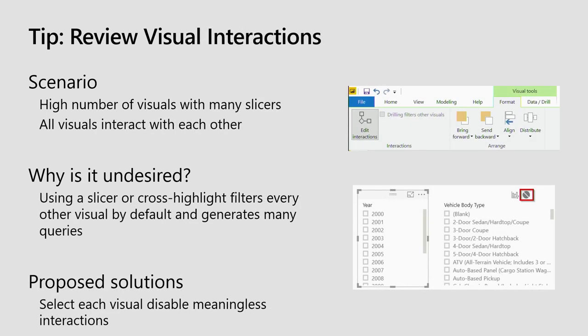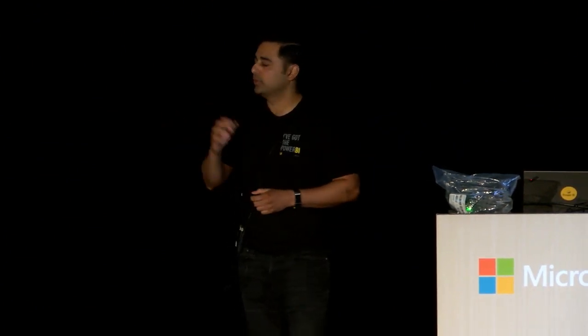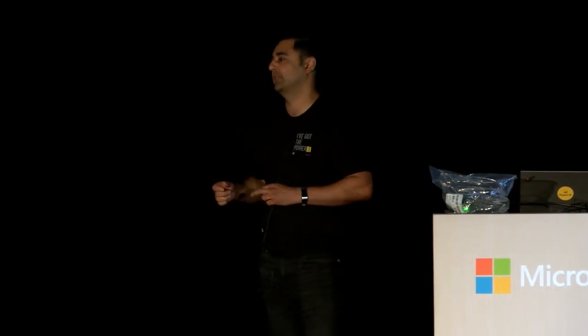Okay, the other thing you want to do is review your visual interactions. By default, Power BI has everything interacting with everything else. When I click a slicer, when I cross-highlight, everything else cross-filters. And that's cool. In most cases, that's what you want. But sometimes you are going to be filtering things on a very complex report that you don't need. So what you should do is go in your view, go to Edit Interactions, and simply disable the interactions that you don't need, especially between slicers that don't need to filter each other.